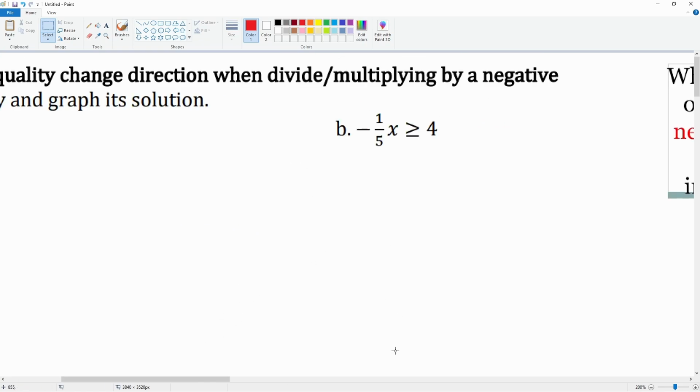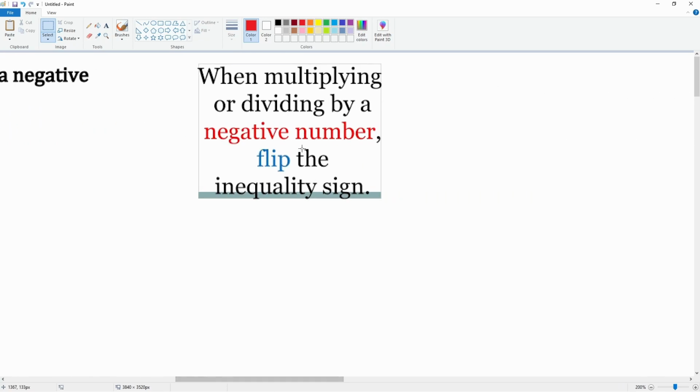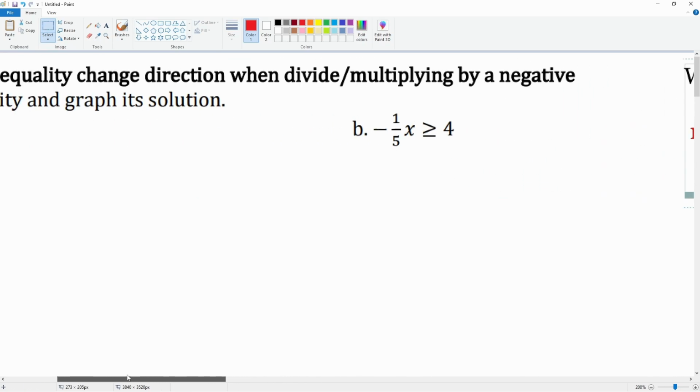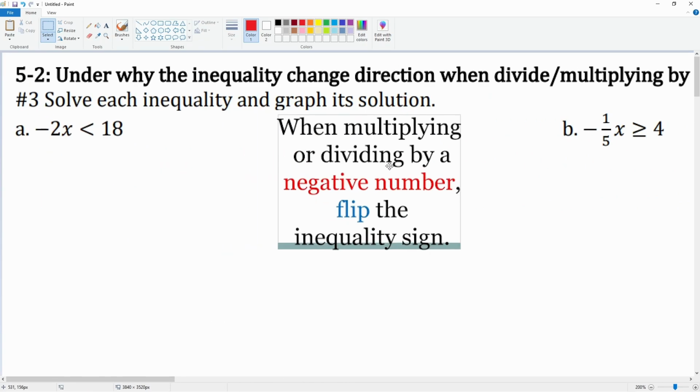Make sure you have this memorized. When you multiply or divide by a negative number, you flip the inequality. So I'm going to make sure we have this while we do each one of the problems. Okay, so here, let's draw the line down. Our goal is to get x by itself.